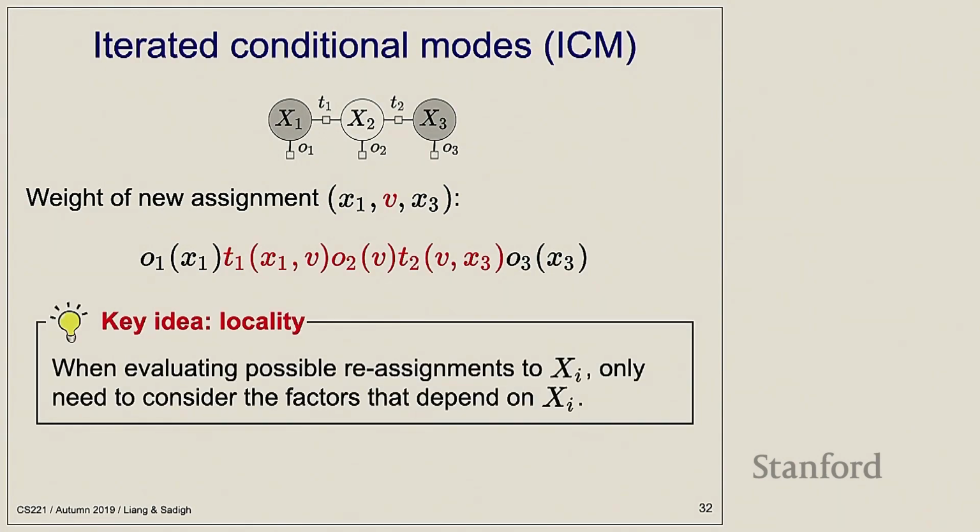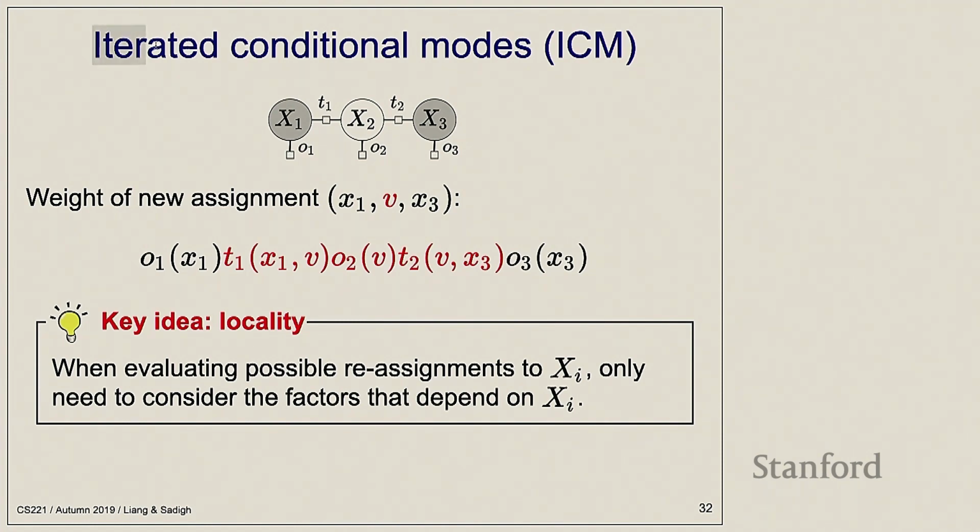So something cool about ICM is that when you're evaluating a new value for a variable, you only need to consider factors that touch that variable. That's all you really need to recompute, because everything else is constant with respect to it. And so that gives you big, big time savings in practice.